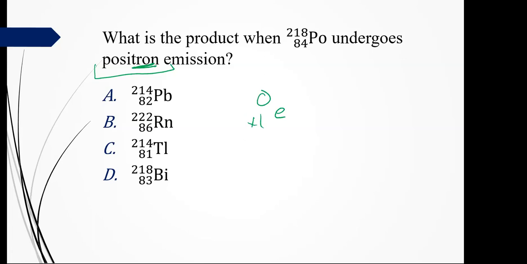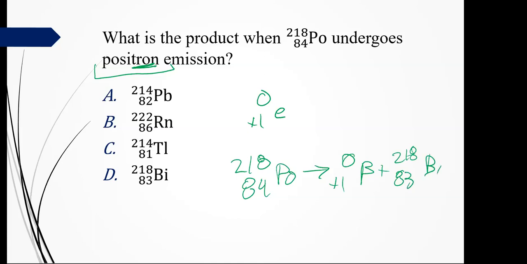If we go through that positron decay, then we're taking 218, 84 Po, and we're releasing one of those. I guess it's really a B. So it'd be bismuth. So it should be 218, 83, and that's going to be bismuth.